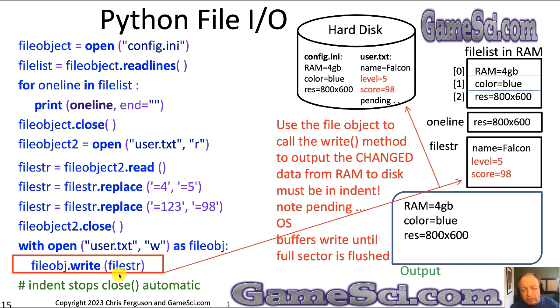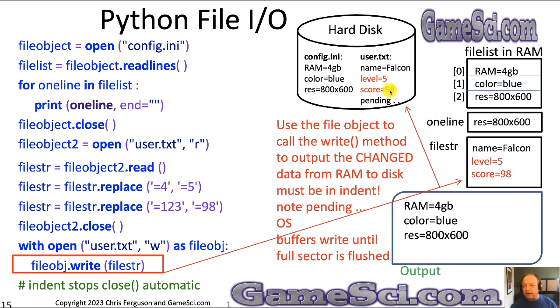file_object.write(file_string). Use the file object created to call the write method to output the changed data from RAM to disk. That must be in the indent. You have to do all the writing within the indent. Note the pending that I put there. The operating system buffers the write until a full sector is flushed. Never count on the data immediately being written out to the disk.